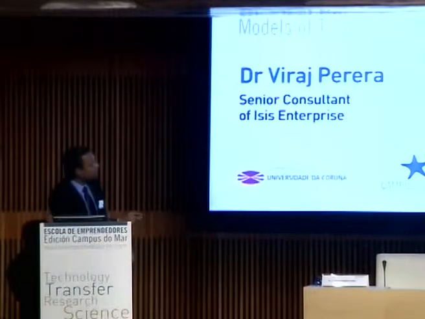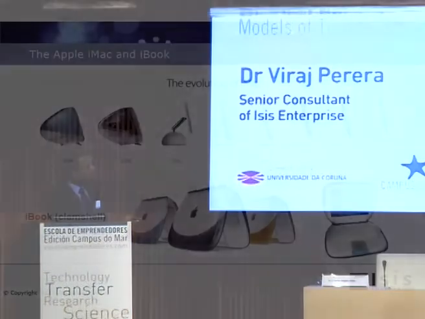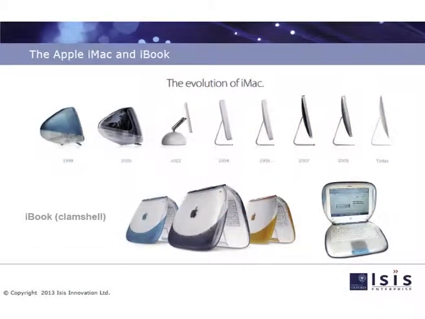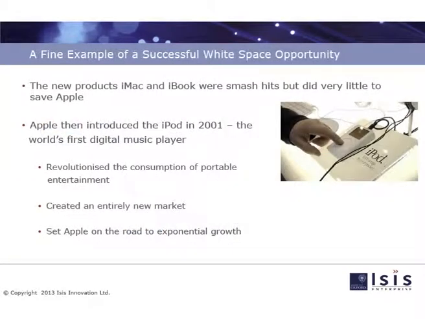So if you have a look at the evolution of the iMac, that's the first version in 1998, right? But what was the innovation here? He integrated the processor into the monitor, fashion-forward, more business-like computer. And it has evolved to this stage, but we are mainly talking about this era. iBook, he made it like a clamshell. Made it a bit interesting, and all the Mac users fell in love with it and bought it. They were smash hits, right? The new products, iMac and iBook, were smash hits, but did very little to save Apple, right? Because the sales didn't shoot up.